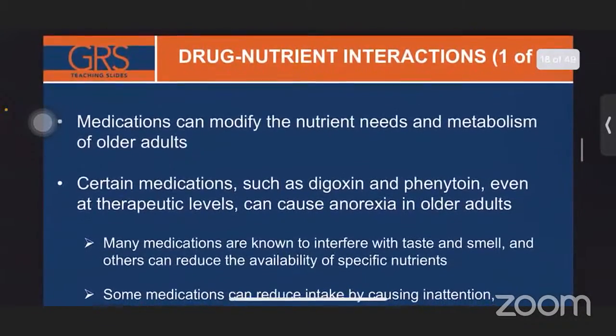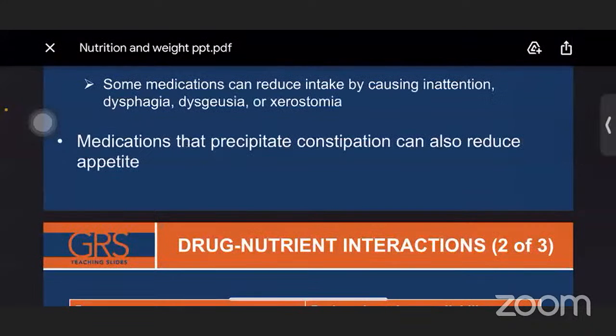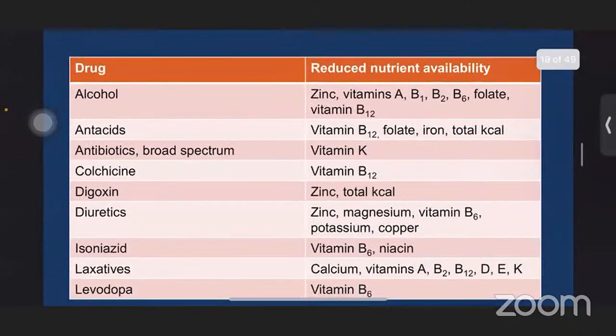And the drug nutrient interactions. Medications can modify the nutrient needs and metabolism of older adults. Certain medications such as digoxin and phenytoin, even at therapeutic levels, can cause anorexia in older adults. Many medications are known to interfere with taste and smell, and others can reduce the availability of specific nutrients. Some medications can reduce intake by causing inattention, dysphagia, altered taste sensation or xerostomia. Medications that precipitate constipation can also reduce appetite.